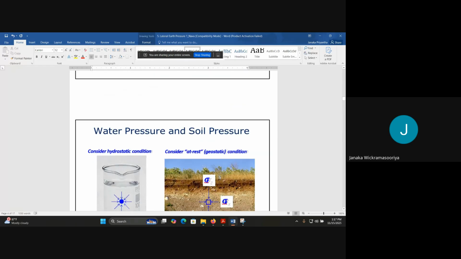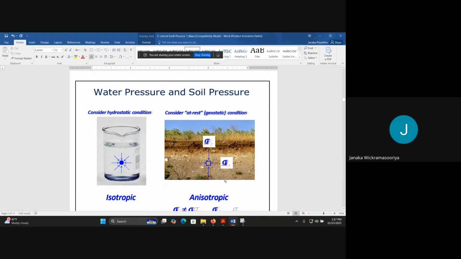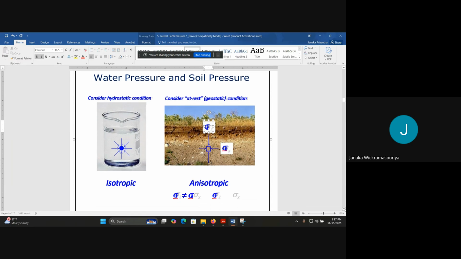Then there is a particular difference between the soil pressure and the water pressure, right? What I'm going to teach you now is this difference.